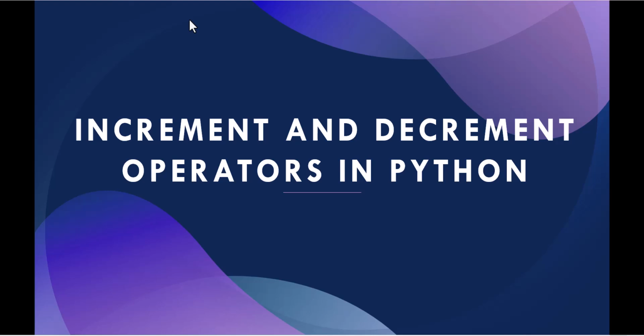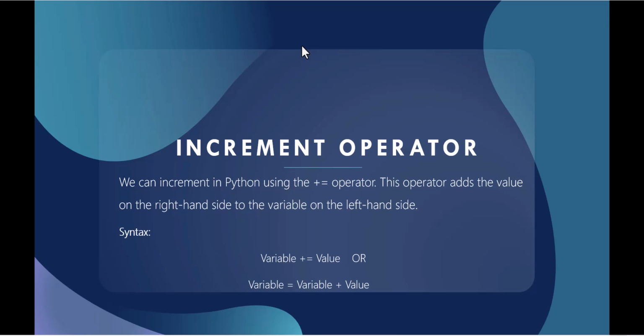I am Anjali. The topic that we are going to discuss today is increment and decrement operators in Python. Now we'll start with the increment operator. As the name says, increment is nothing but increasing the value. We can increment in Python using the plus assignment operator. This operator adds the value on the right hand side to the variable on the left hand side. It means it will increase the value.